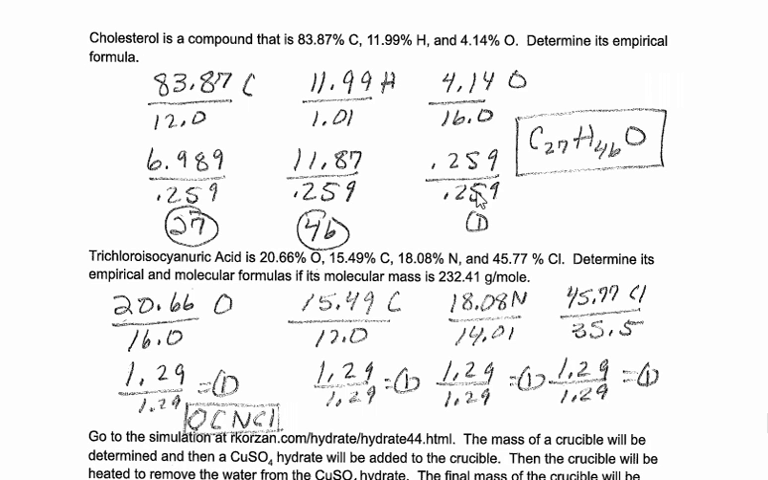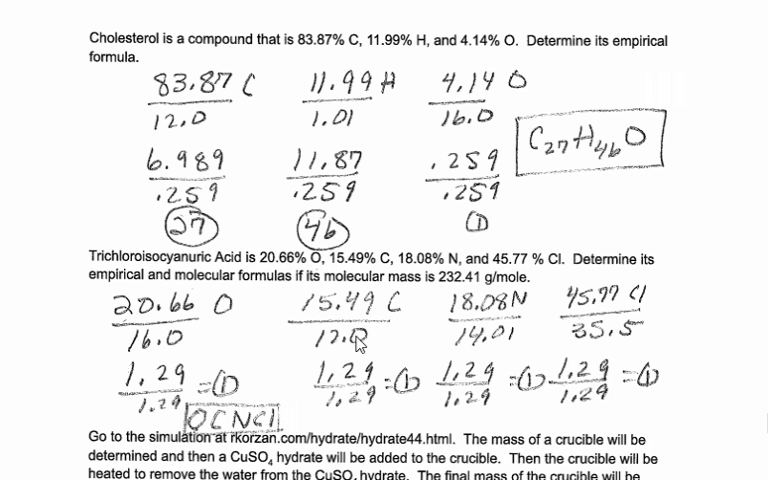Then you divide the least into all of the larger ones, including itself. So 0.259 is the least. Dividing it by itself gives you 1. Divide this by 0.259 and it gives you 46. Remember, you round those. And then divide this by the 0.259, you get 27. Rounding each to whole numbers as long as they're close to whole numbers. So that means you have C27, H46, O.